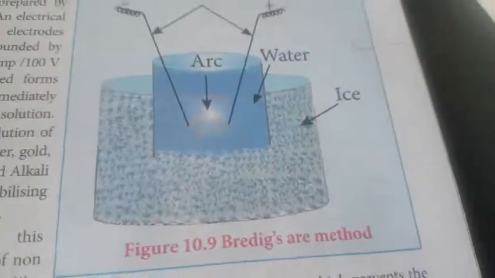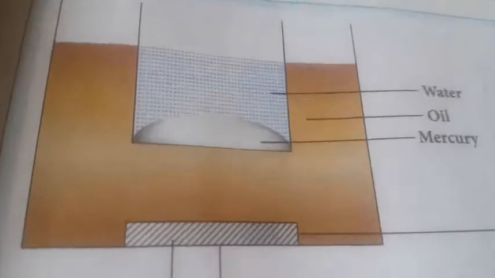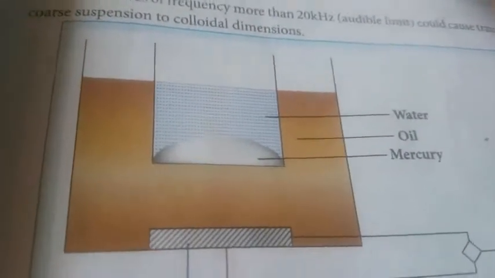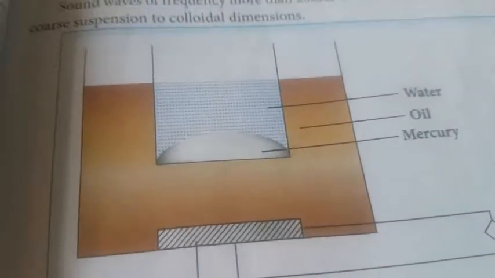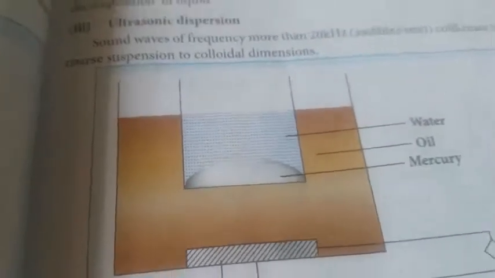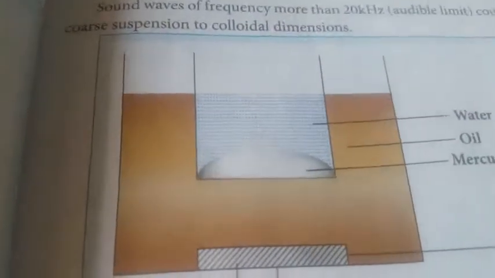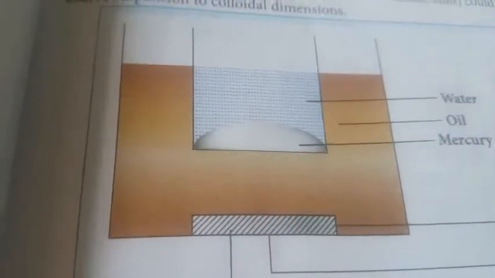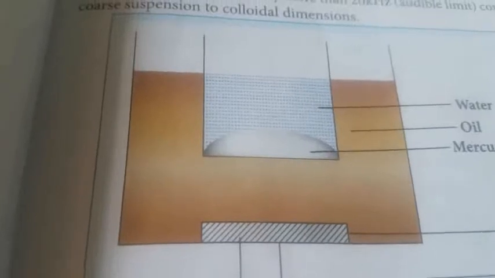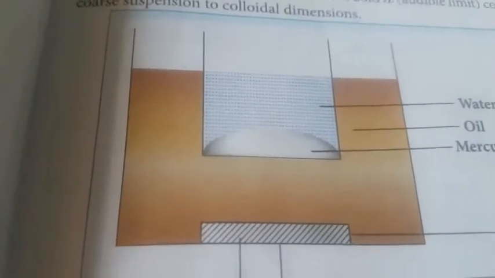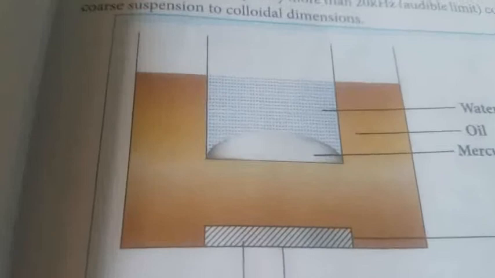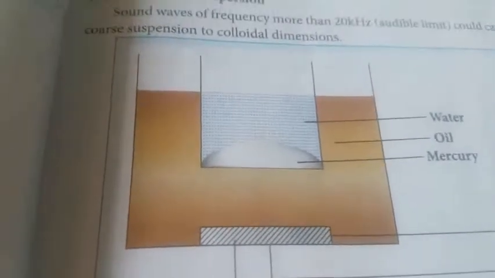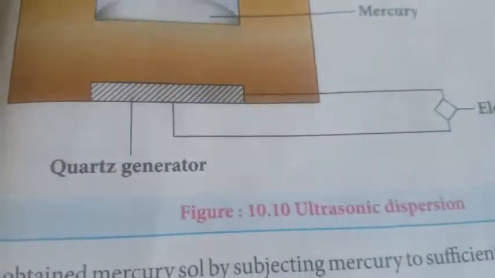Next one is ultrasonic dispersion. This is another diagram. What is meant by ultrasonic dispersion? Ultrasonic means sound or frequency. Here, sound waves of frequency more than 20 kilohertz are used; 20 kilohertz is the audible limit of sound frequency. It causes the transformation of the coarse suspension to the colloidal suspension. This is called ultrasonic dispersion.